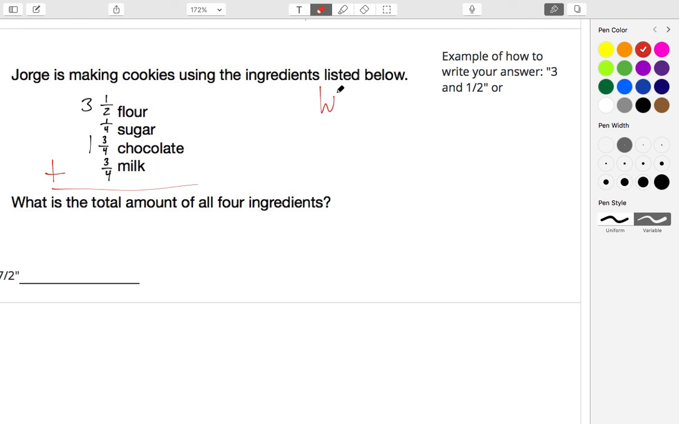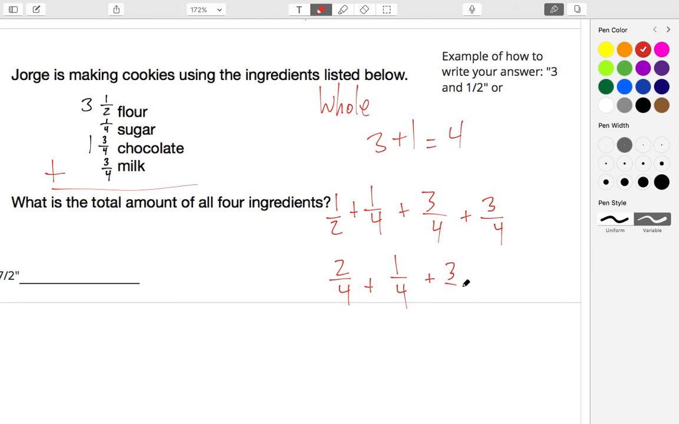So the whole numbers, 3 plus 1, that equals 4. Now the fractions: 1 over 4, 1/2 was first up here, 3 over 4, and then 3 over 4. Change this 1/2 by multiplying by 2 top and bottom. This becomes 2 over 4. Are we good with that? Yeah. Add it together now, and you will get 9 over 4.